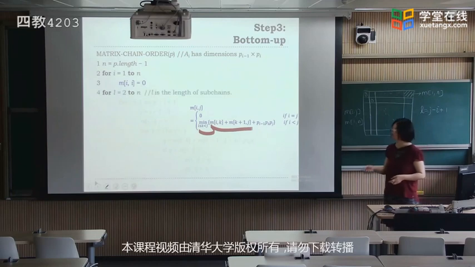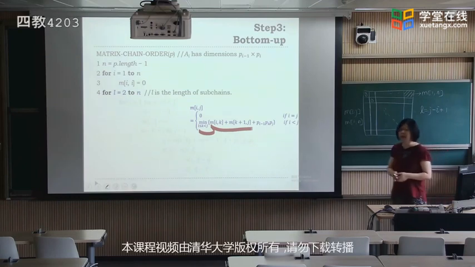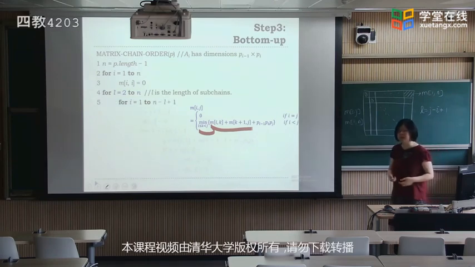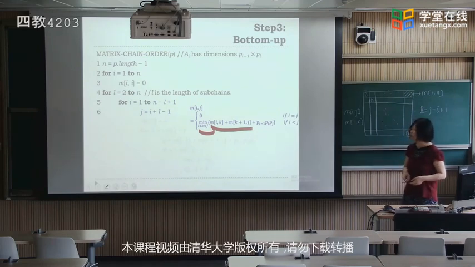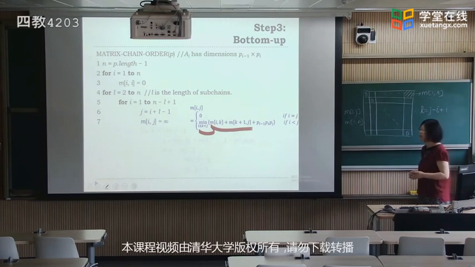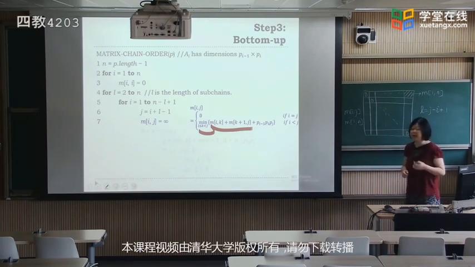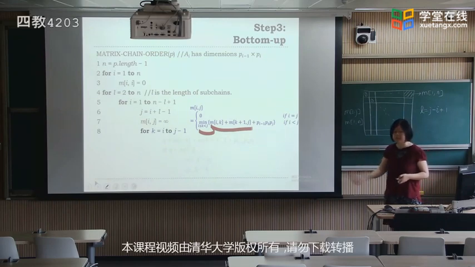And then we have this for loop. L goes from 2 to n, and L is the length of subchains. And we calculate for all subchains with length L. So i goes from 1 to n minus L plus 1, and we calculate the ending index of this subchain. The subchain from Ai to Aj has a length of L. We initialize M[i][j] with a large number, and then we try all possible splits.